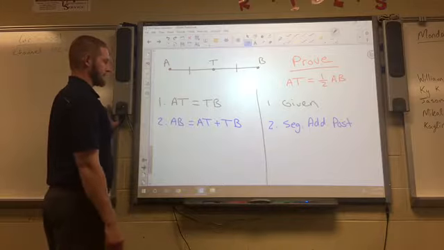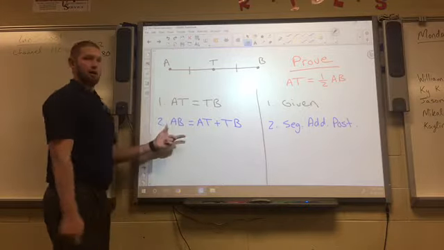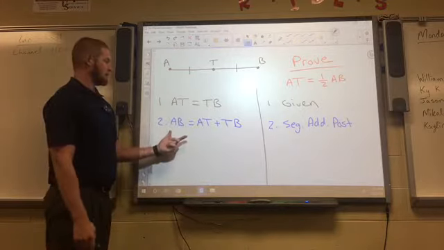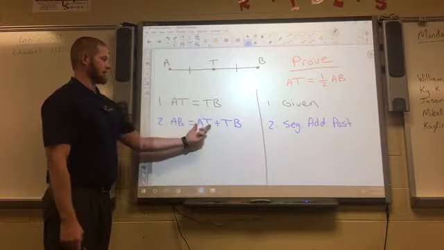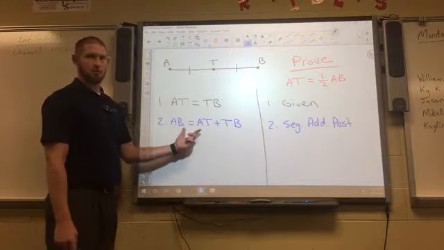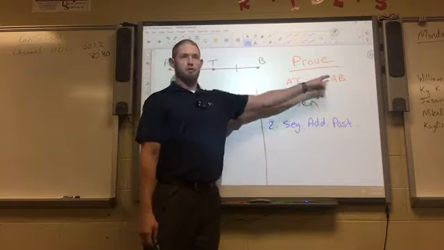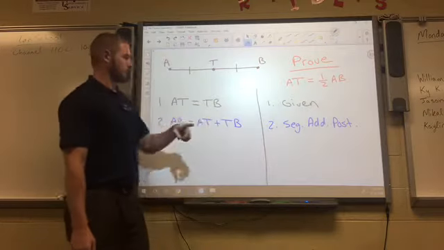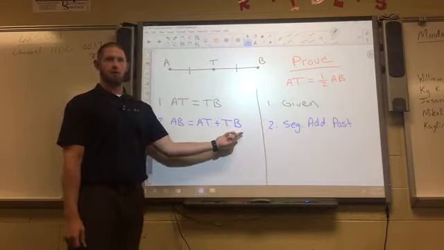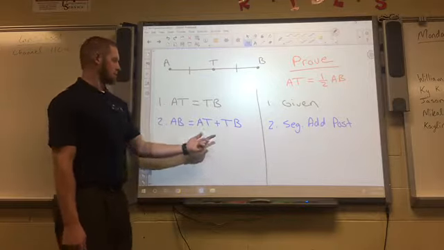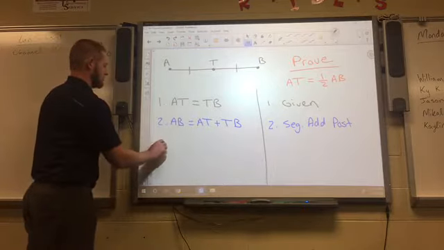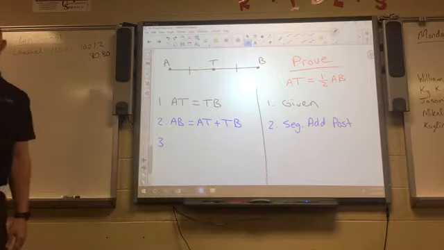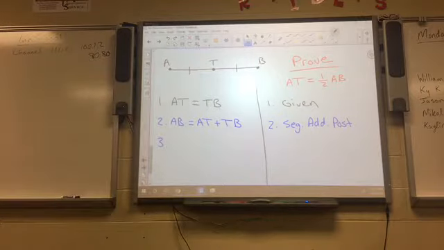Okay, that's good because now I have AB and AT in the same equation, which I know I'm going to eventually need, right? Problem is I still have this TB over here. Okay, looking at steps 1 and 2 though, is there a way to eliminate TB?